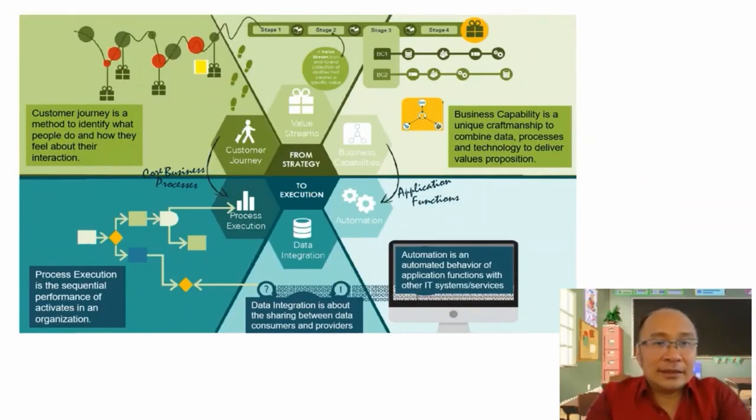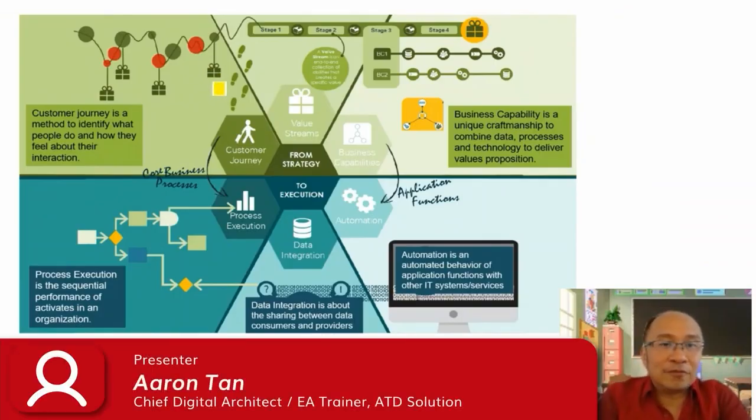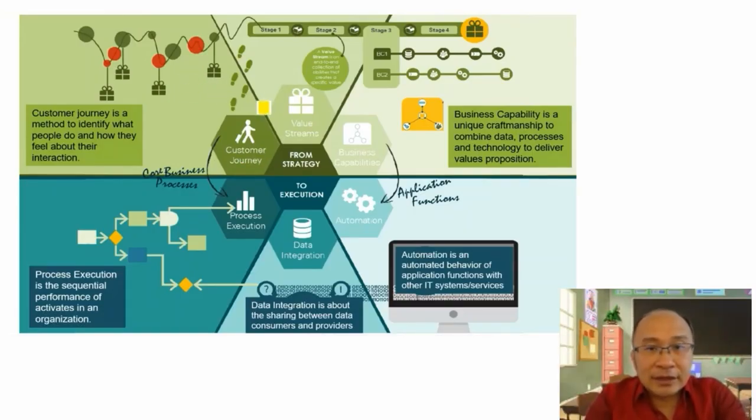So this is basically another map in terms of how we develop from the strategy to the execution. We can start with the value and the strategy in terms of the value stream. Then after that, we look at the business capability, we look at the application function, we look at the data required, we look at the process, and after that, of course, this is linked back to the customer journey.